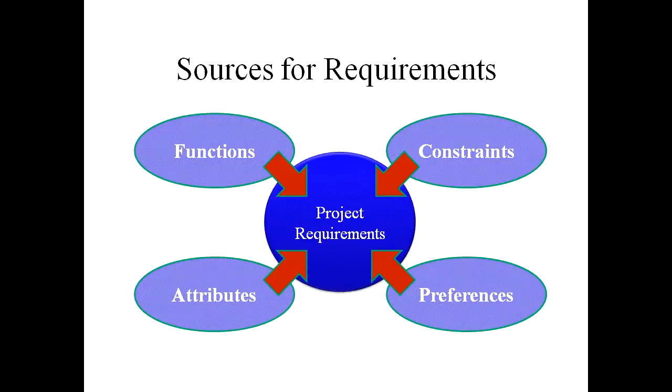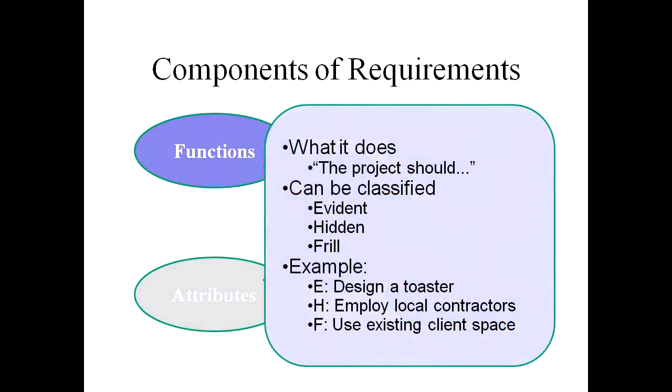Requirements can be classified into 4 main groups: functions, constraints, attributes, and preferences. Functions are the basic features of the product and describe what it does. Functions can be classified, based on input from the user, into 3 main categories: evident, hidden, and frill. Evident functions are those that the user needs to know about. For example, a project might be started to design a new toaster. Designing the toaster is an evident function of the project.